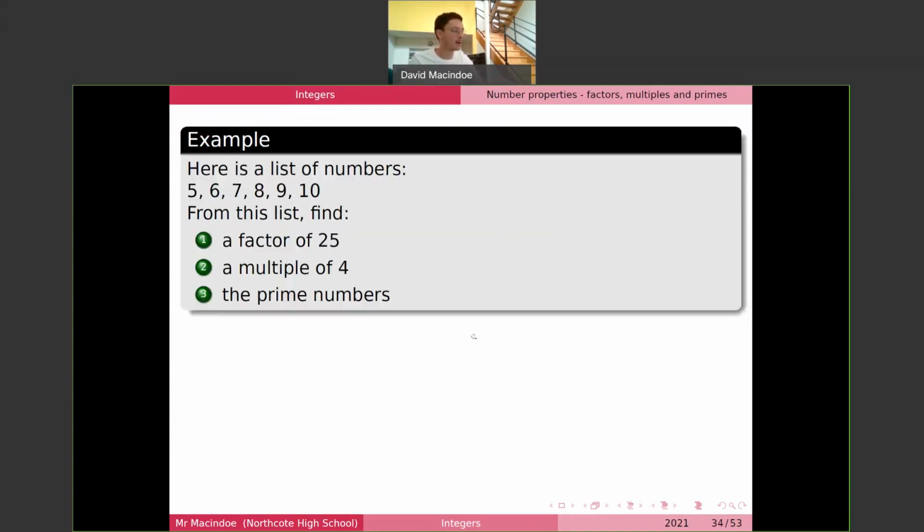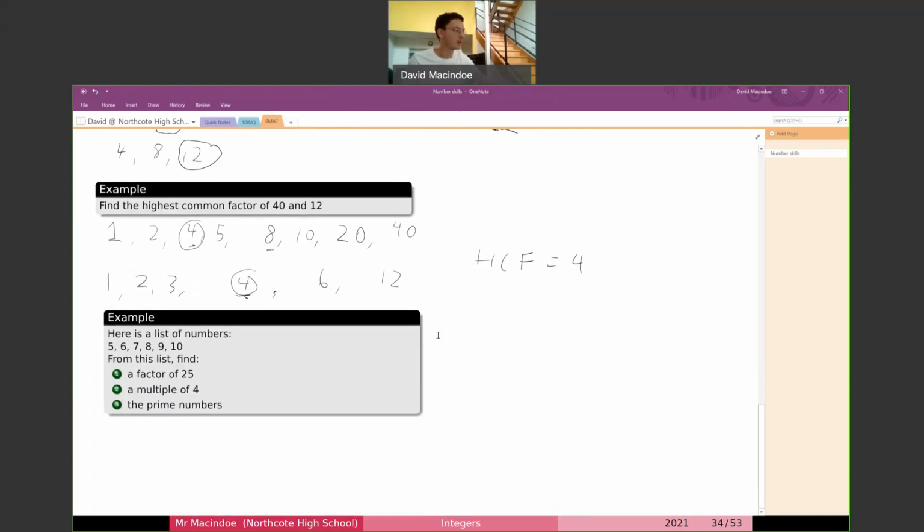All right, final example. We've got a list of numbers here, and from this list we want to find a factor of 25. The tempting ones are probably 10 and 5, but actually 10 doesn't go into 25 nicely, whereas if I divide 25 by 5, I get 5 with no remainder. So a factor of 25 from the numbers listed here is 5. A multiple of 4, the only one there is 8, right? 4 times 2 is 8, so that counts as a multiple.